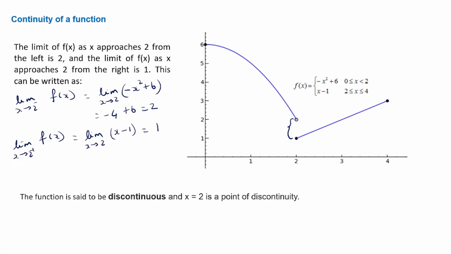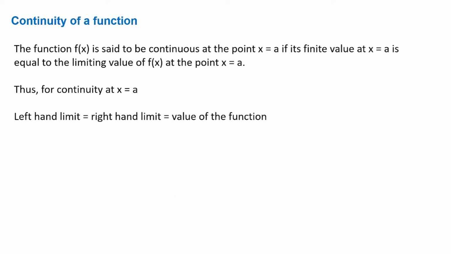So this is with respect to point of discontinuity and discontinuous function. Now having seen a continuous function and a discontinuous function, we will come to the definition of continuous function. The function f of x is said to be continuous at the point x is equal to a if its finite value at x is equal to a is equal to the limiting value of f of x at the point x is equal to a. This is nothing but the value of f of x at x is equal to a, which is f of a. This should be equal to the limiting value of f of x at a, which is limit x tends to a f of x.